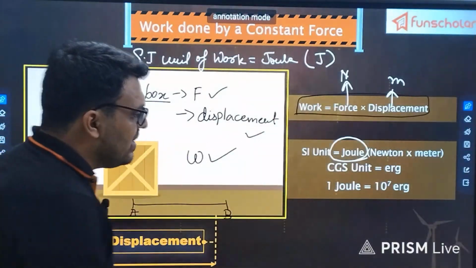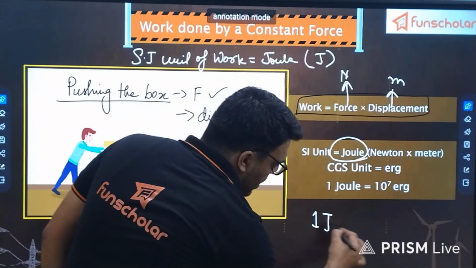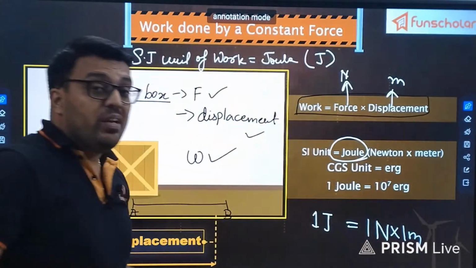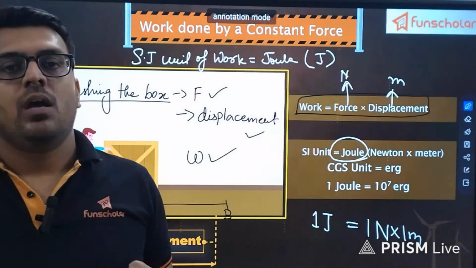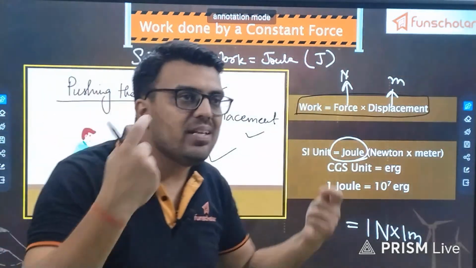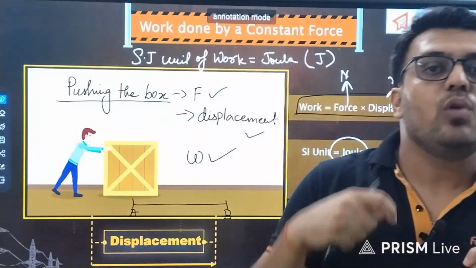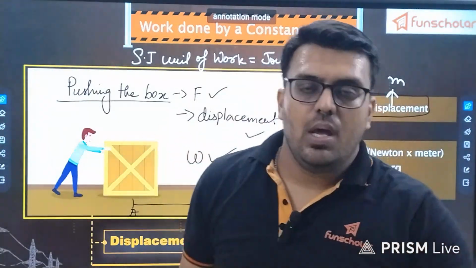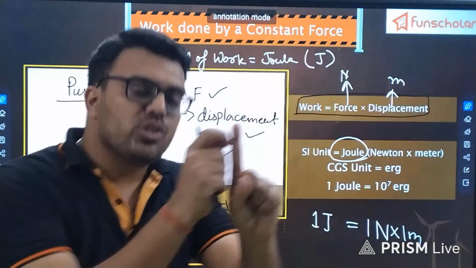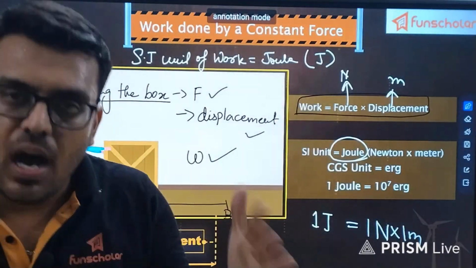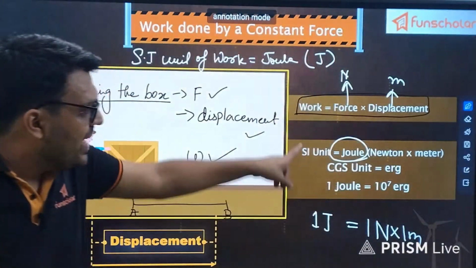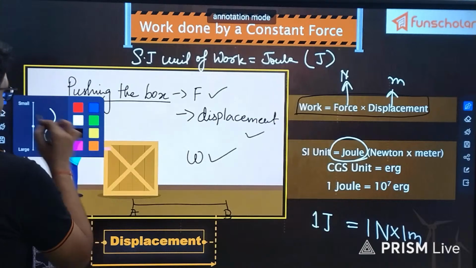So what is the relation now between 1 joule and 1 Newton meter? The question might come, the SI unit of work is joule, but how will you define joule? What is 1 joule? So we'll say 1 joule is the amount of work done when 1 Newton of force produces a displacement of 1 meter. And that is how we define joule. So I will be writing the definition. So for now, the SI unit is joule.